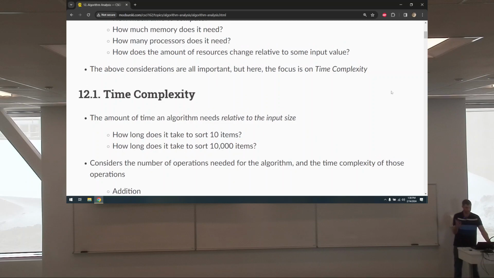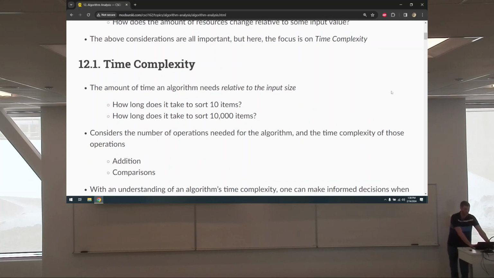All right, so the above considerations are all important, but here we're going to focus on what we call time complexity. So the amount of time an algorithm needs relative to the input size. And really, it's relative to the input size as it changes, like how long does it take to sort 10 items versus 10,000 items? Now, you can't answer this question without knowing the sorting algorithm, but that's what I'm talking about here.